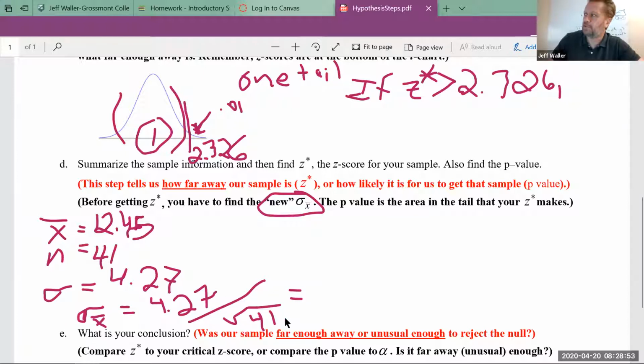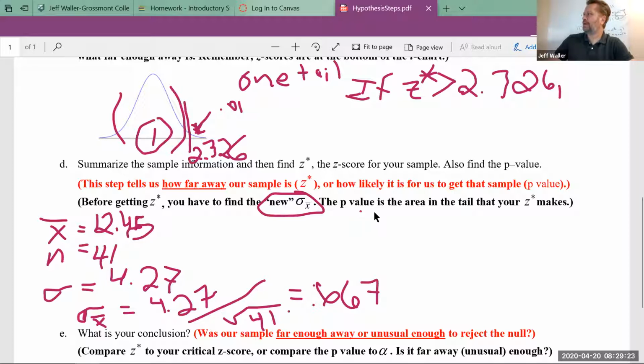We have to change the standard deviation. So let's see, what do we get? 4.27 divided by the square root of 41. It's 0.667. There's an extra little dot here, just ignore it. And then I can make a z-score, like I always do.